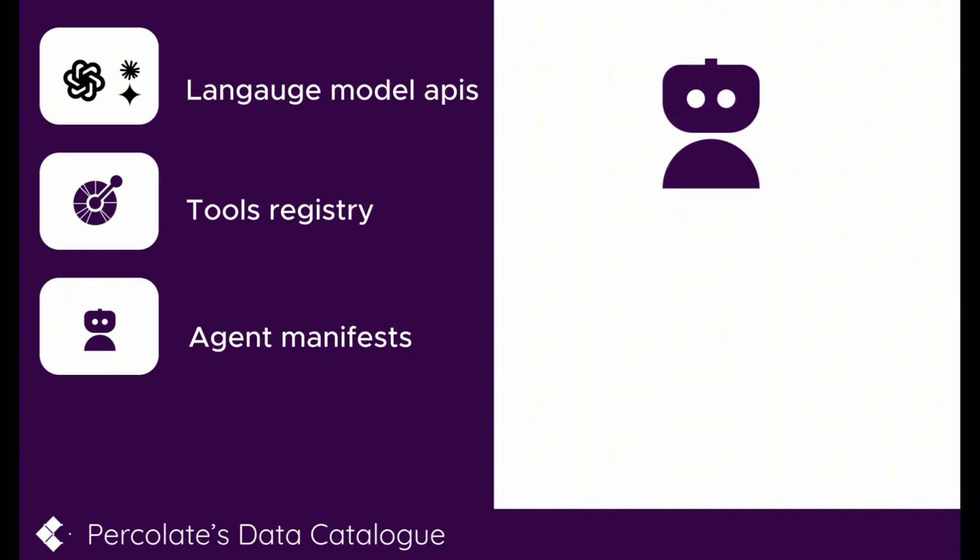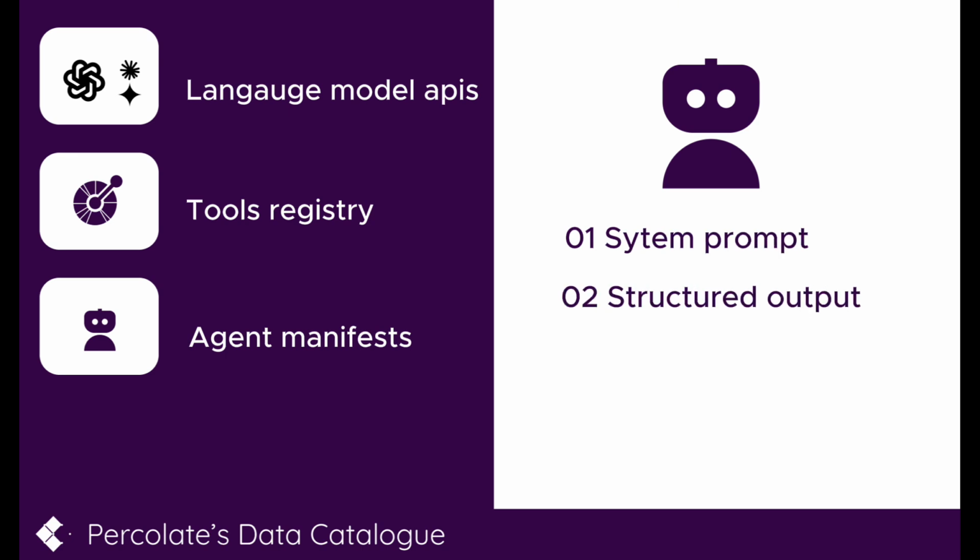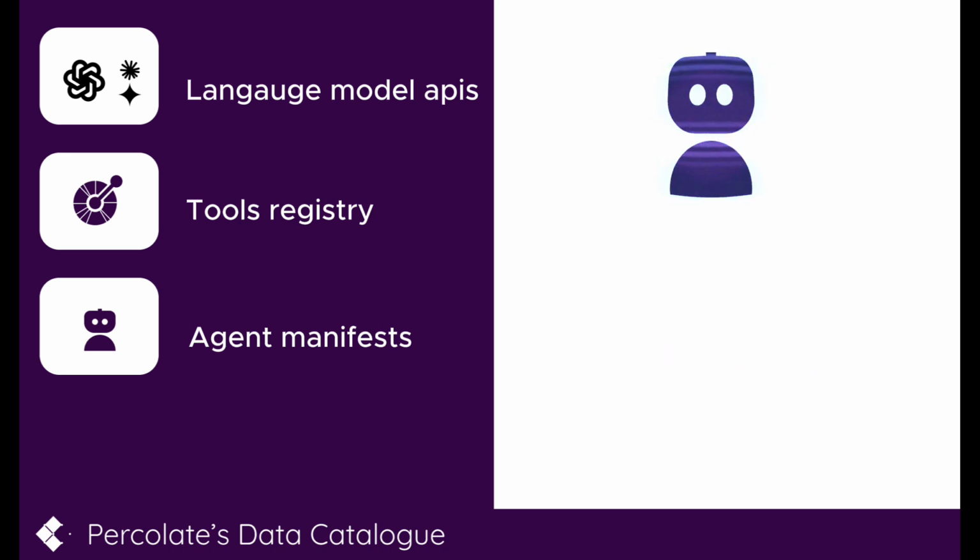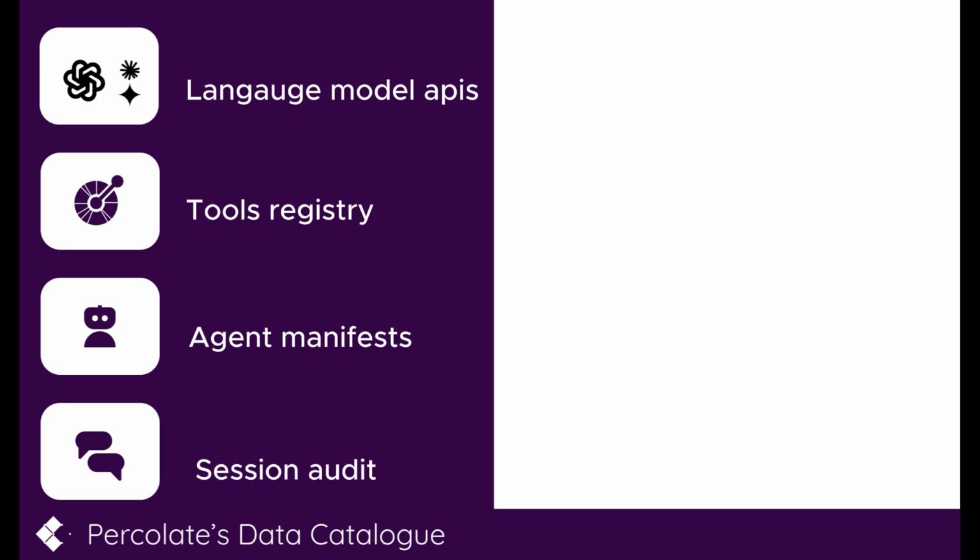Remember that an agent is made up of exactly 3 things. Firstly, there's the system prompt. Secondly, there's the structured output, which is JSON schema or Pydantic, perhaps. Then you have the tools, which are those same tools that we have registered in the database for calling. And then finally, we have the session audit.